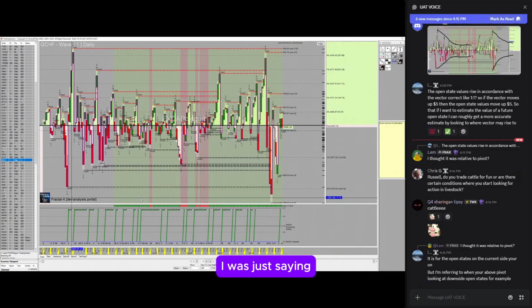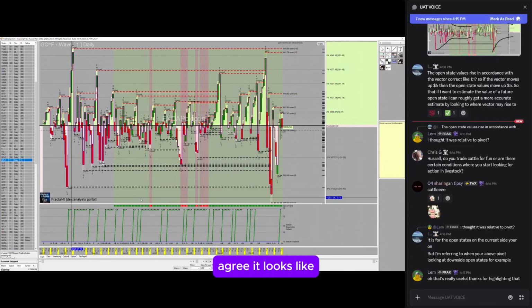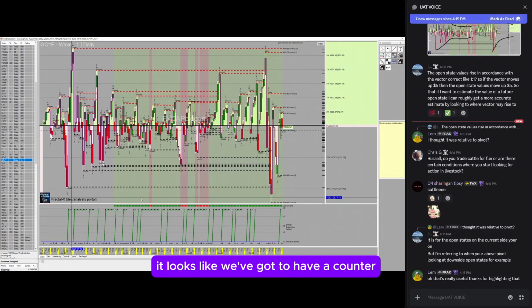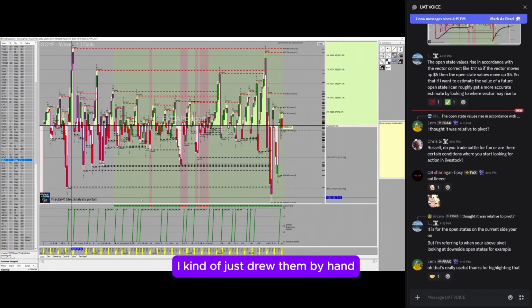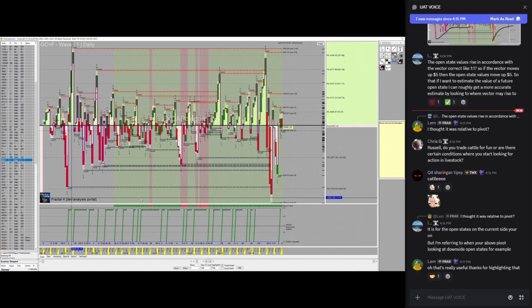Yeah, you're good. I was just saying for gold and silver, within the pastry squeeze envelope, it looks like in the near term, gold H sequences have a little bit more potential for magnitude than the L sequences. I totally agree. It looks like we've got to have a counter long trend to fill out that cone that's being created right now. I kind of just drew them by hand. So absolutely, we'll probably have a big up at some point, you know.